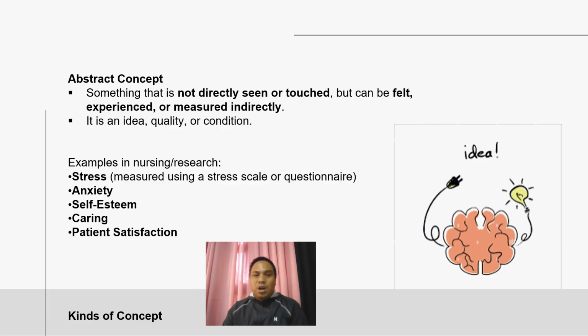As you can see in the examples below, we have stress, which is measured using a stress scale or questionnaire. Anxiety, which is identified through psychological tools or patient self-reports. We have self-esteem, which is assessed using standardized self-esteem inventories. We have caring, which is observed through nurse-patient interactions. And then we have patient satisfaction, which is measured through surveys or feedback forms.